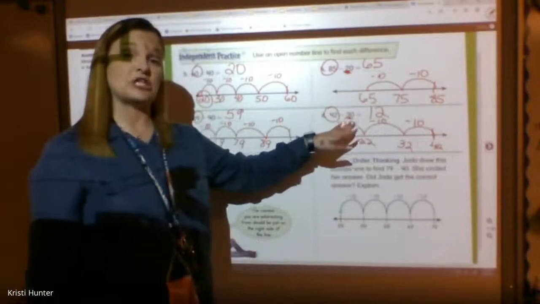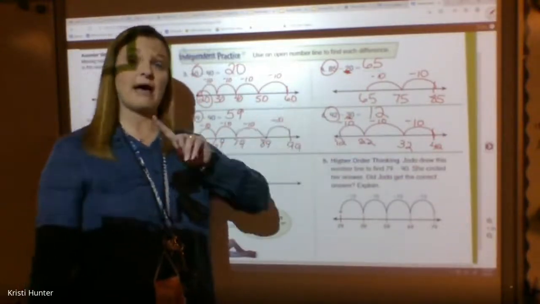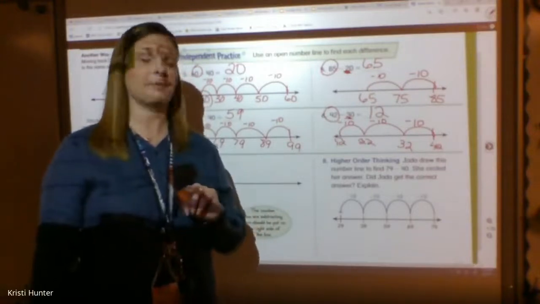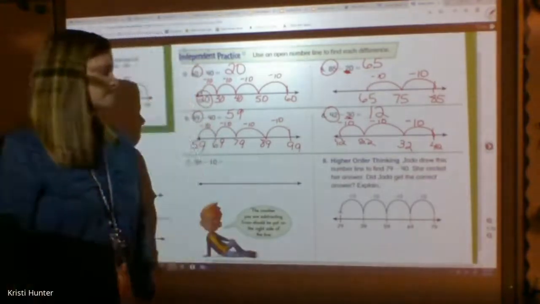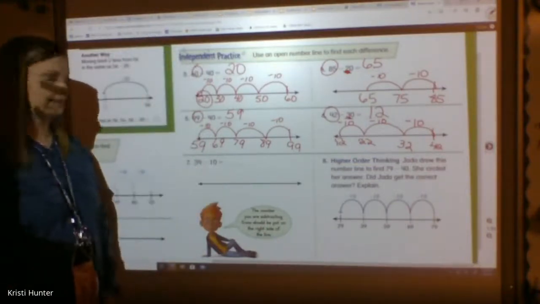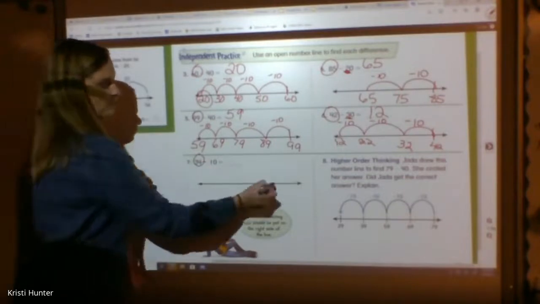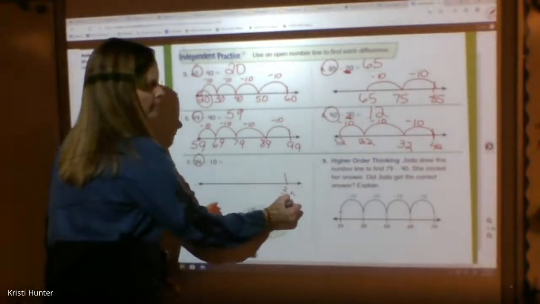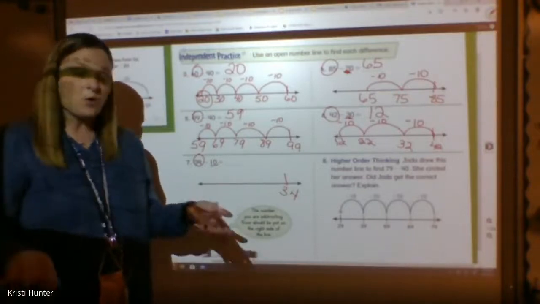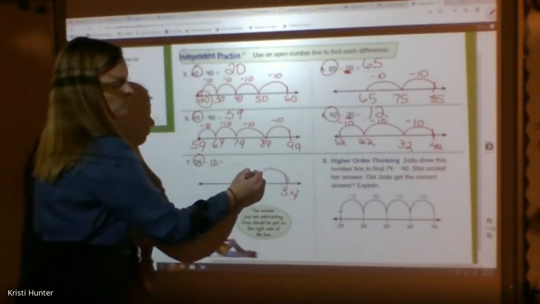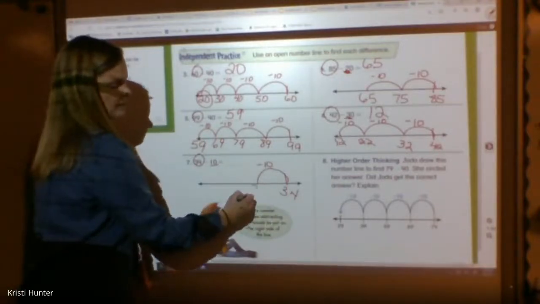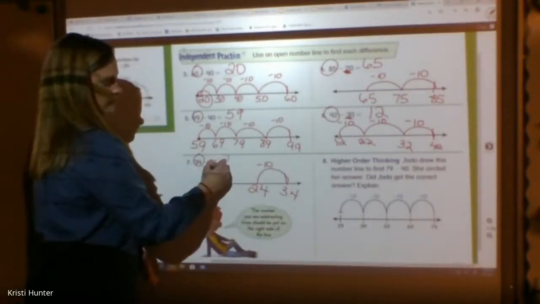Remember, if you need to use your hundreds chart that you have on last night's homework, you can use that hundreds chart to help you count back by tens. All right. Number 7, 34 minus 10. Big number, 34 minus 10. Well, how many tens is 10? It's just 1. So I'm just going to do a 1 minus 10 jump there. 34 back 10 would be 24.